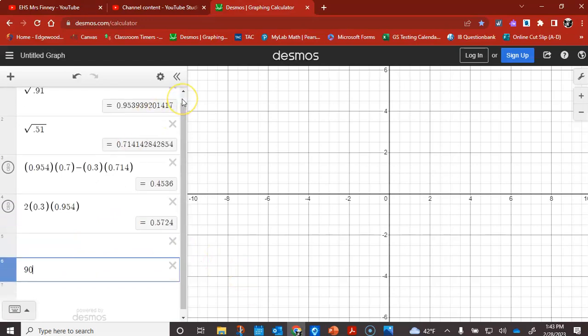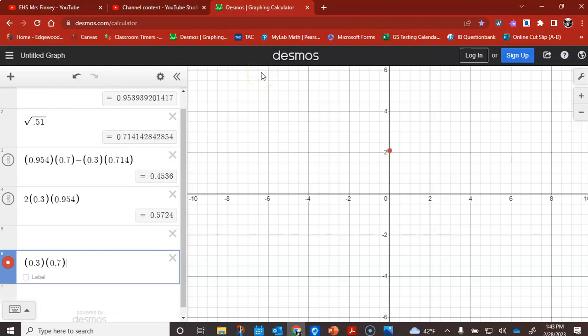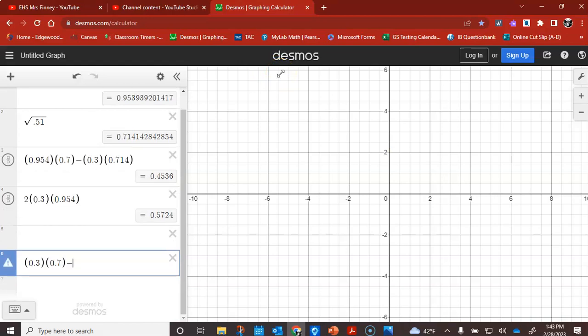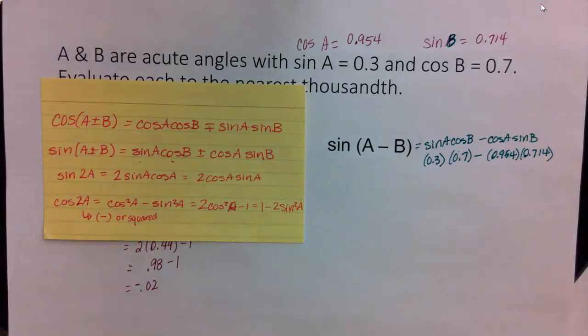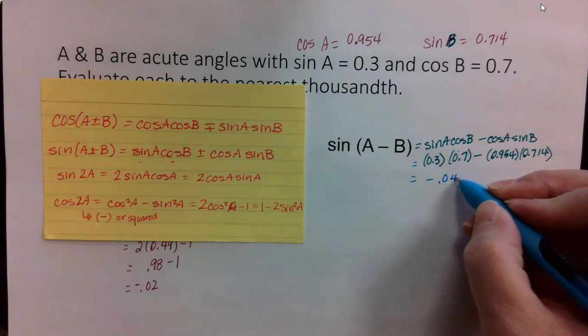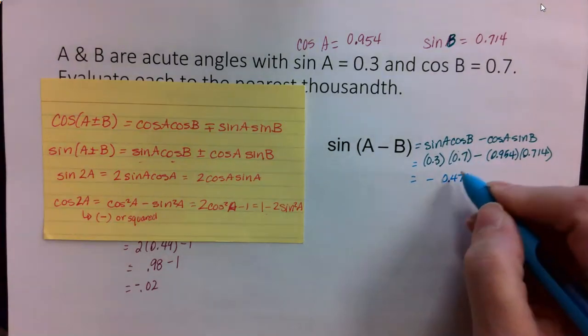So I have 0.3, and we've got negative 0.4711356, so that would be 0.471, and it is also negative. So that would be negative 0.471. Okay?